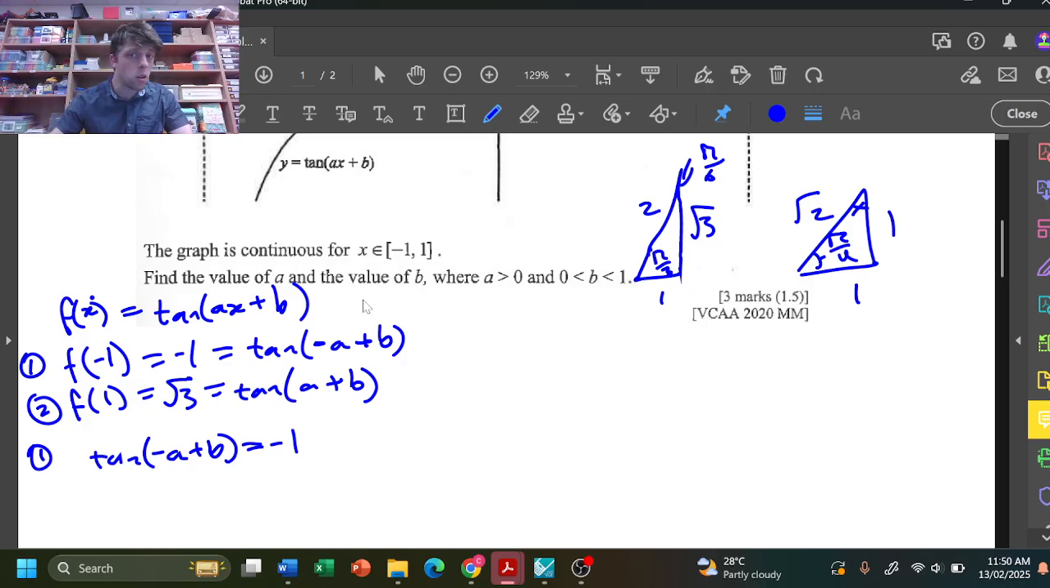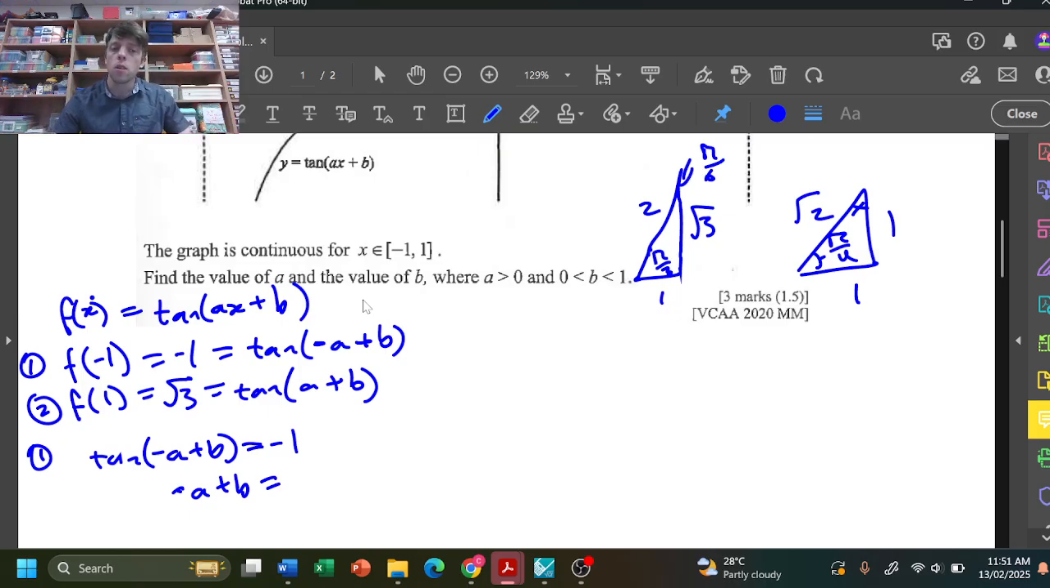So remember, tan is opposite over adjacent. So it would be 1 divided by 1. So therefore, an angle of pi on 4, tan of pi on 4 would be equal to 1. It would be pi on 4 in the first quadrant. So -a plus b. If this said +1, then it would be pi on 4. But it does not say +1.